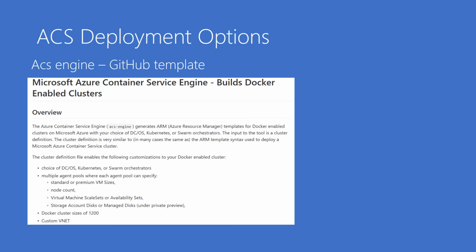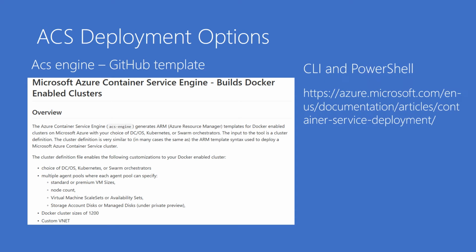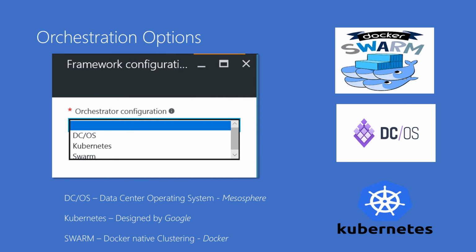Using this template generator will enable customers to gain access to the latest and greatest features before Microsoft adds them to the official resource provider. Other deployment options include Azure CLI and PowerShell. When it comes to orchestration, there are various options. You can choose from DCOS, Kubernetes, or Swarm.